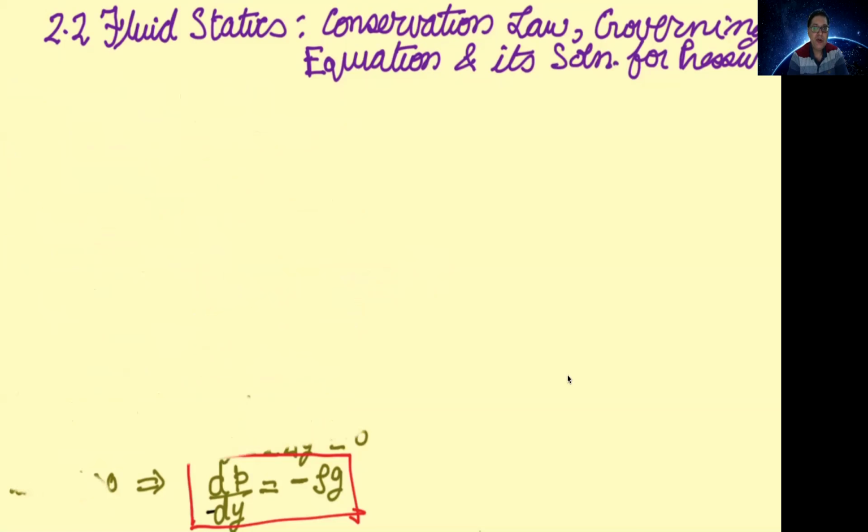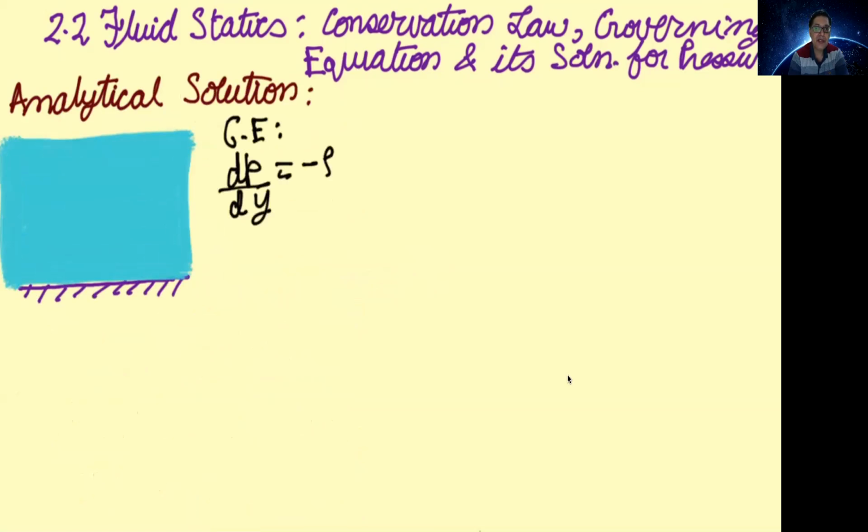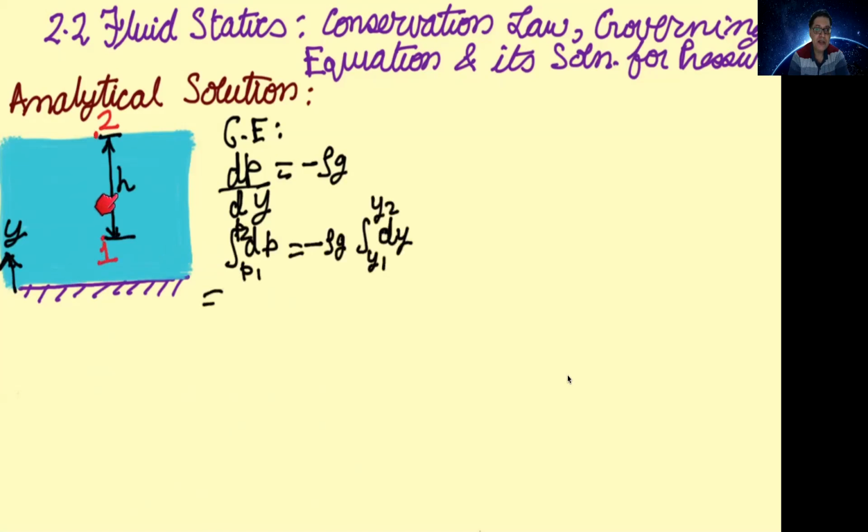After the derivation, let us go to the analytical solution for this ordinary differential equation. To do that, let us consider a fluid column. Let us say that this is a water column, and this is our governing equation, dp by dy equals minus rho g. Let us consider 2 points, 1 and 2, and the spacing between these 2 points is h. y2 minus y1 is h. To obtain the analytical solution, you have to integrate from P1 to P2 and y1 to y2, and once you integrate, you get P2 minus P1 equals minus rho g times y2 minus y1, which is h, and finally you get P1 equals P2 plus rho g h.